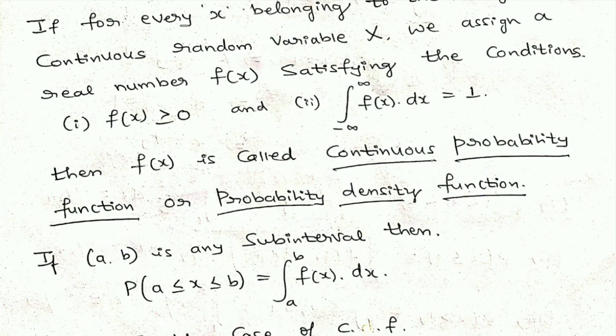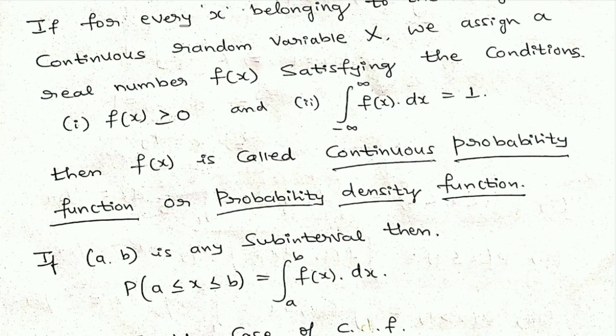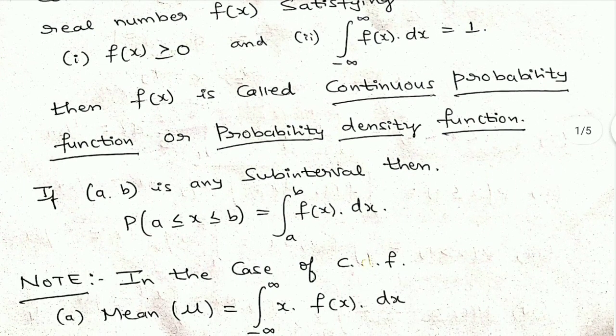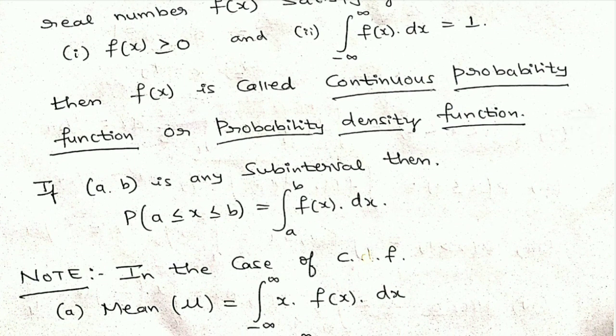Just recall, in the case of discrete, what conditions did we take for p of x? The first condition remains the same, that is p of x is greater than or equal to 0, but the difference is, in the case of discrete, the summation of p of x is 1, but here it is an integral from minus infinity to plus infinity. Suppose you take a particular interval, say a to b, then this becomes p of a less than or equal to x less than or equal to b. In place of minus infinity to plus infinity, we have to take a to b, f of x dx. This condition is important, because in most of the problems they mention the interval.